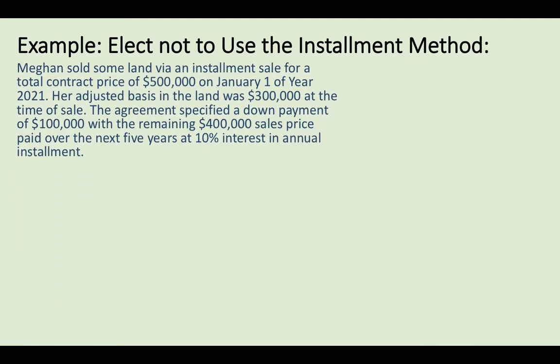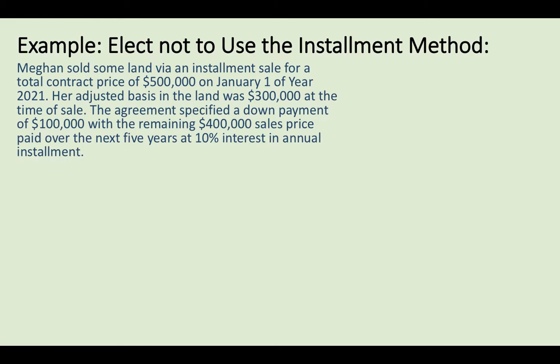Here is an example. Megan sold some land via an installment sale for a total contract price of $500,000 on January 1st of the year 2021. Her adjusted basis in the land was $300,000 at the time of the sale. The agreement specified a down payment of $100,000, with the remaining sales price paid over the next 5 years at 10% interest on the annual payment.